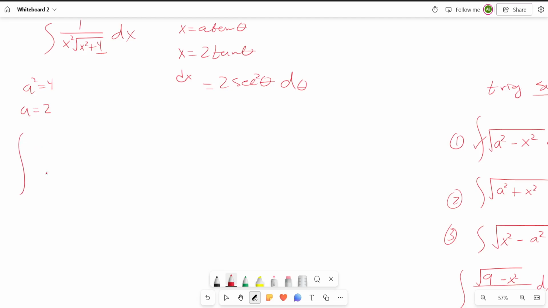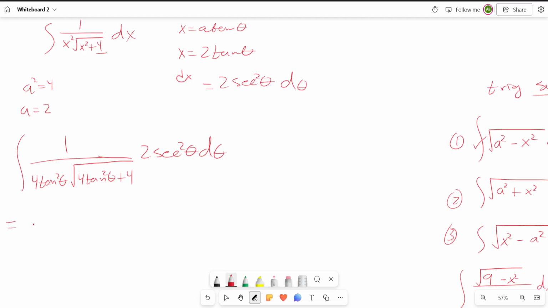So this is going to be the integration of 1 over x squared. What is x squared? It's basically 2 tan theta squared. So 2 squared is 4 tan squared theta times the square root of, again, x squared, which is 4 tan squared theta, plus 4, times dx. What is dx? It's 2 secant squared theta d theta.